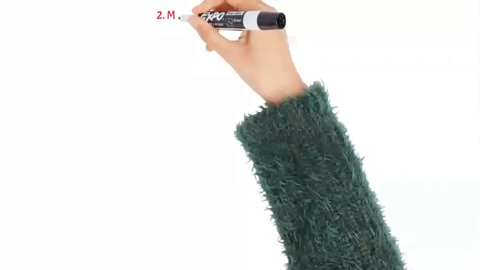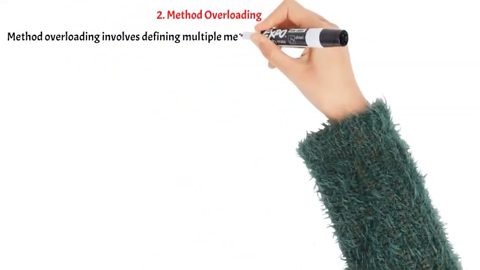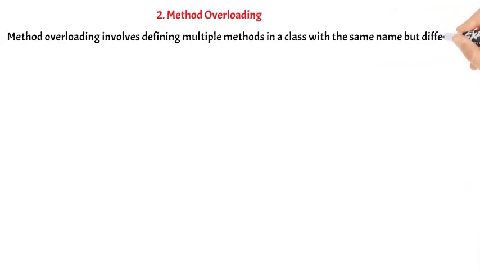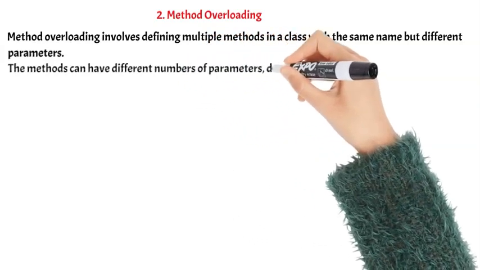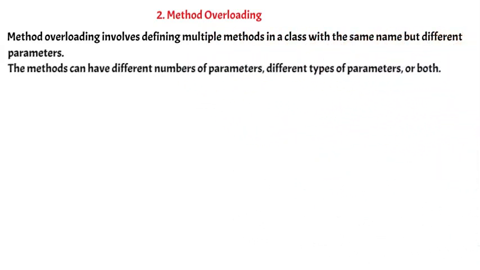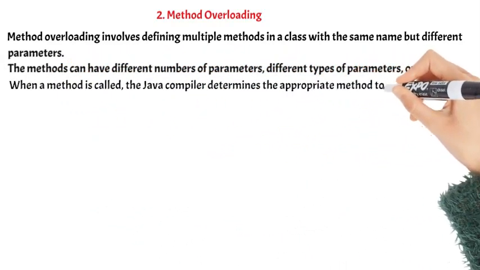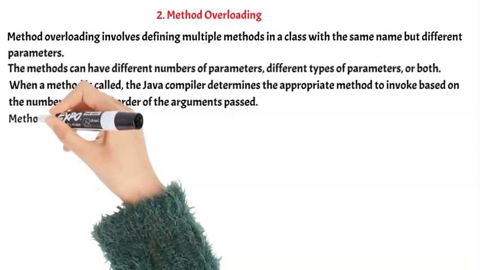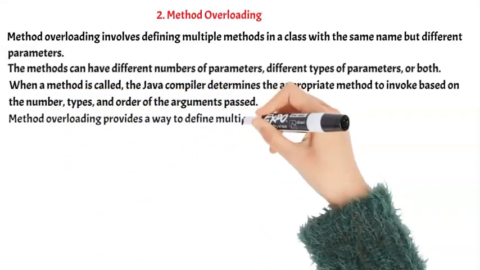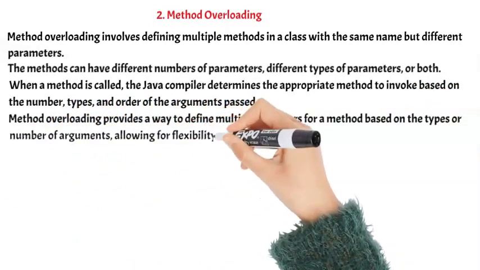2. Method overloading. Method overloading involves defining multiple methods in a class with the same name but different parameters. The methods can have different numbers of parameters, different types of parameters, or both. When a method is called, the Java compiler determines the appropriate method to invoke based on the number, types, and order of the arguments passed. Method overloading provides a way to define multiple behaviors for a method based on the types or number of arguments, allowing for flexibility and convenience in method invocation.